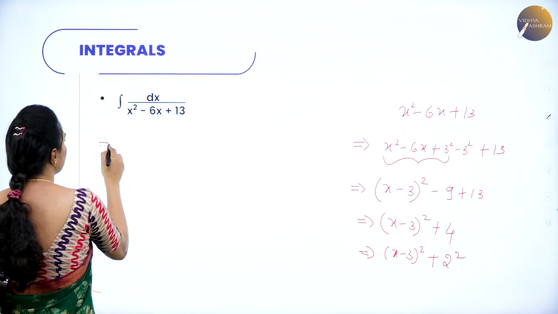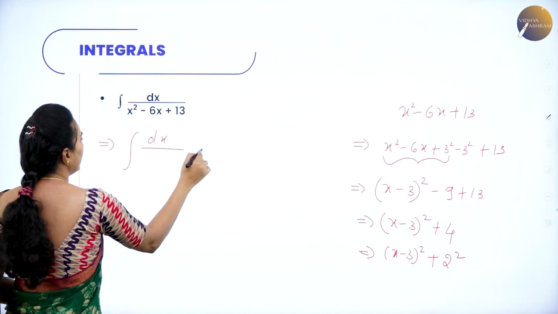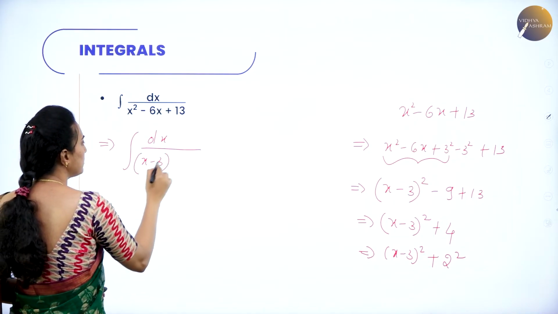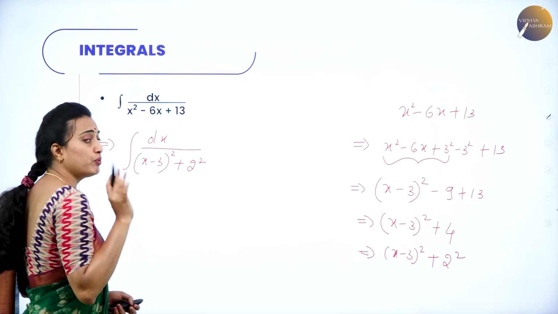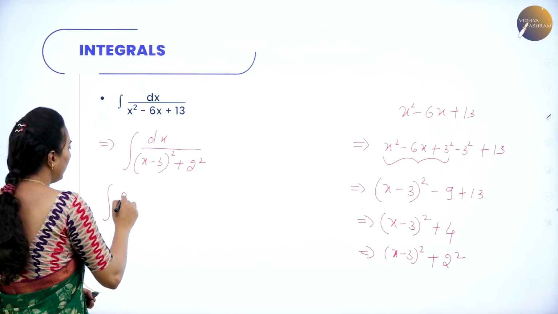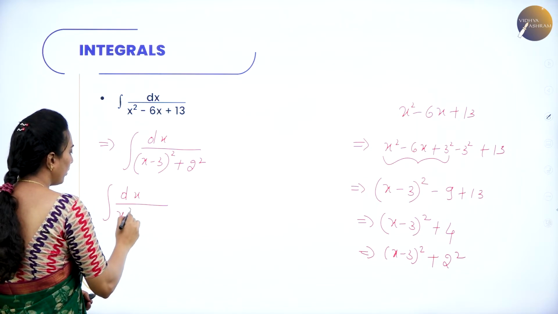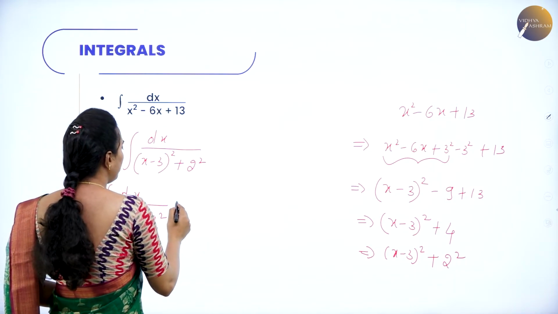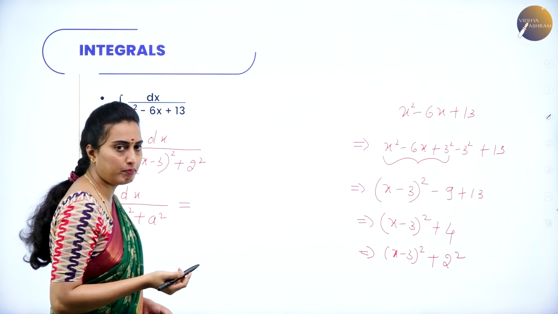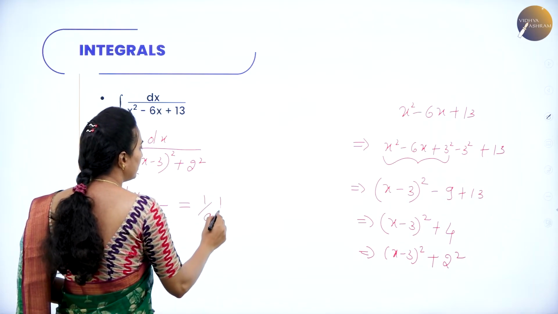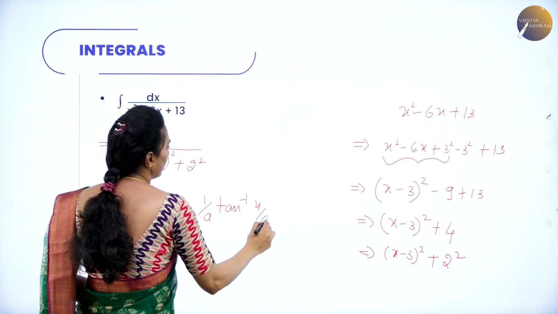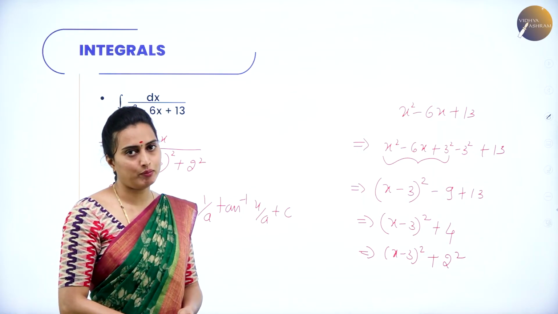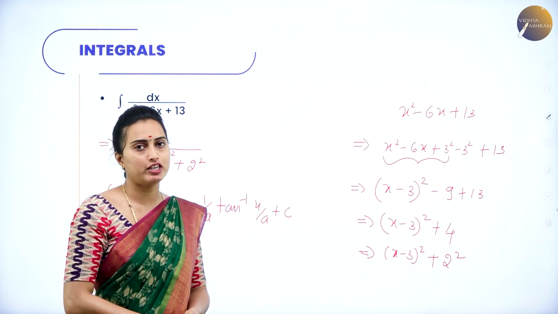Now writing that equation, it implies the integral of dx divided by x squared minus 6x plus 13, reduced to the perfect square, which is x minus 3 whole squared plus 2 squared. Now this will look like, according to the formula, the integral of dx divided by x squared plus a squared. Here x replaces x minus 3. The formula will be given by 1 by a into tan inverse of x by a plus c. Isn't it? So x squared plus a squared or a squared plus x squared, both are the same, which is 1 by a into tan inverse of x by a plus c.